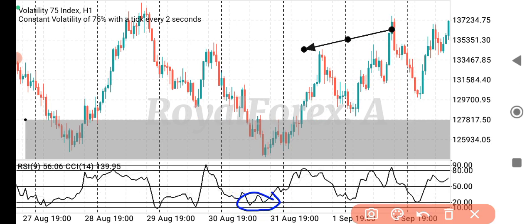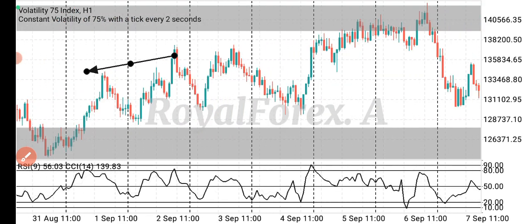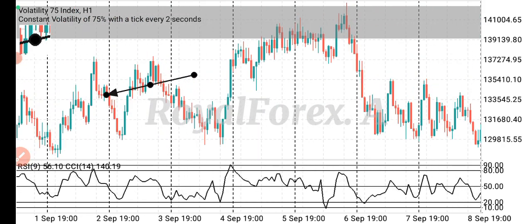You will notice that price is in the support zone and our commodity channel index is at the level of 20 and 10 of our RSI, and then we now validate that we have a buy. Now let's look at this zone.